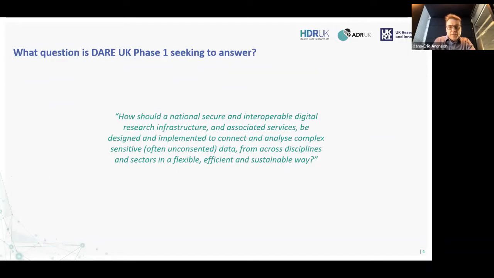So what is the question that Dare UK Phase 1 is seeking to answer? Well, the question we're trying to answer is, how should a national secure interoperable digital research infrastructure and associated services be designed and implemented to connect and analyze complex, sensitive, often unconsented data from across disciplines and sectors in a flexible, efficient, and sustainable way? And I should mention that Health Data Research UK, HDR UK, and Administrative Data Research UK, ADR UK, were jointly commissioned by UKRI to undertake phase 1 of the program. The delivery team is based at HDR UK, but the program is indeed under joint HDR and ADR UK management.